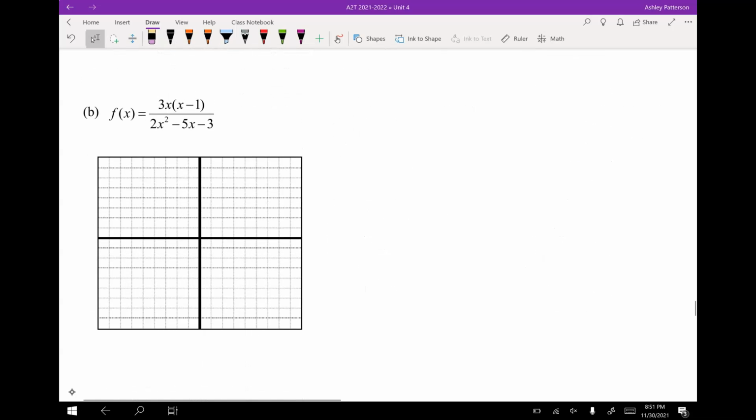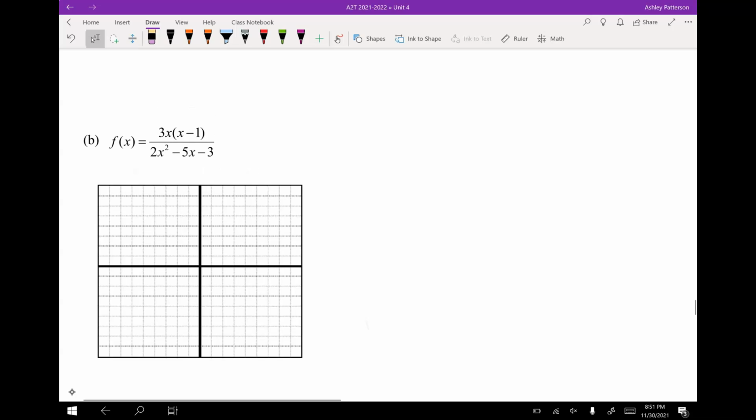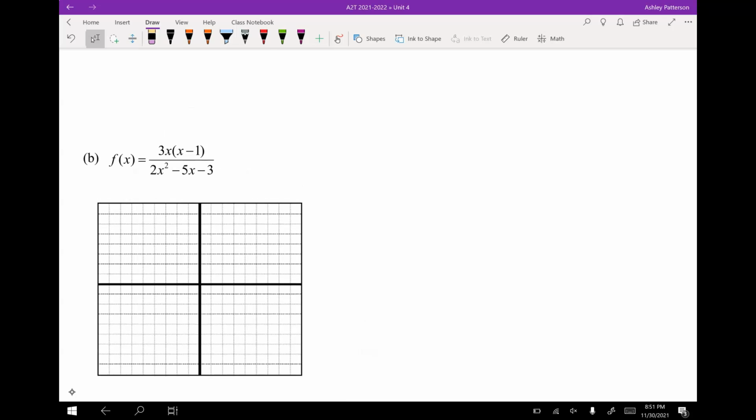Here the numerator is already factored for us, but notice the denominator is not. So just like I always do, I'm going to use the x method. A times c goes to the top, so negative 6, with negative 5 at the bottom. Figuring out what multiplies to negative 6 but adds to negative 5, I'm going to go with negative 6 and positive 1. With the x method, we then substitute that into our middle value.